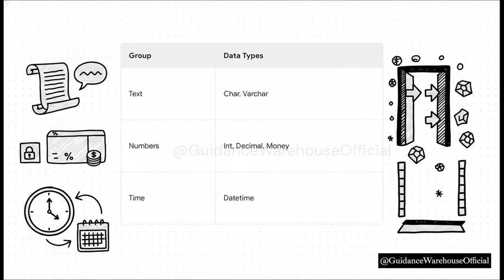Data types strictly dictate the exact size and shape of the storage boxes for our data. If you tell SQL that a column is an int, which is short for integer, it'll only ever accept whole numbers. No text allowed whatsoever.